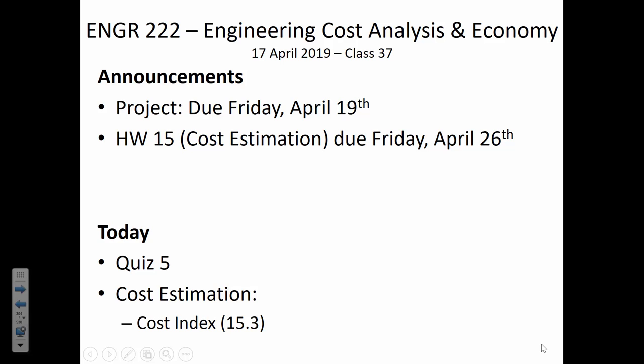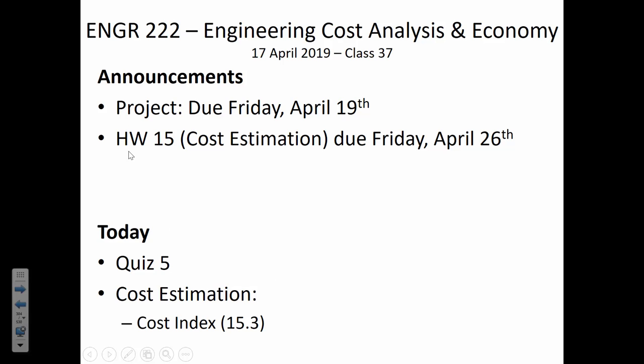If you'd like to stop by and show me your spreadsheet before then, I'd be glad to take a look. My office hours today are from 2 till 4, and tomorrow they're from 12:30 until 2:30. So feel free to stop by then.